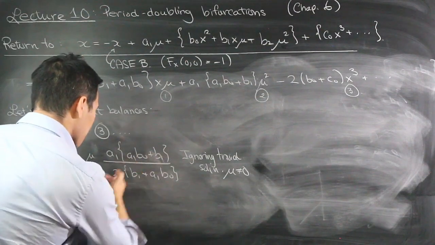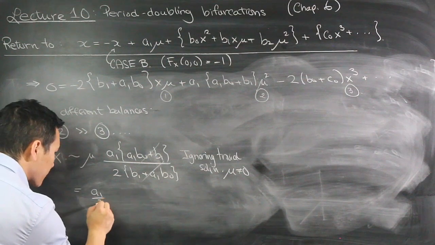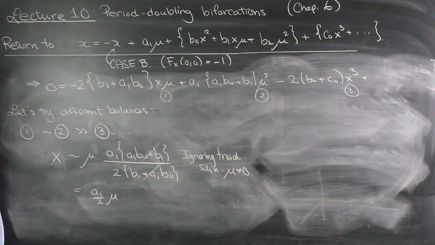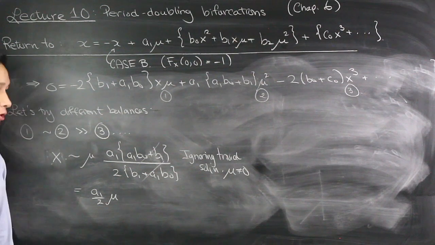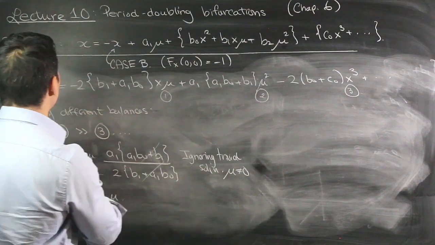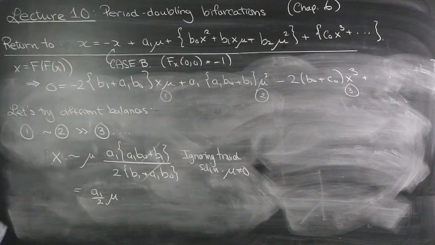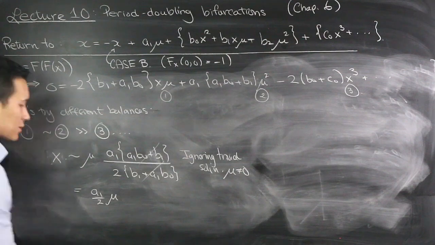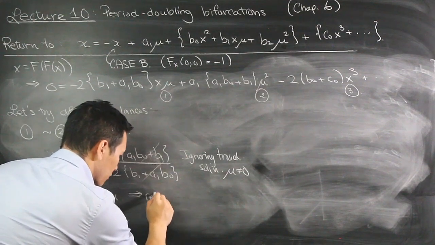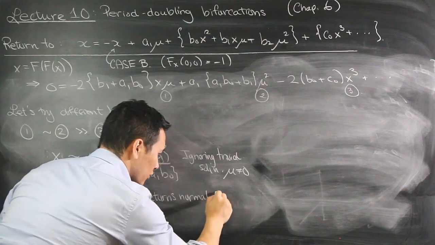Okay, except this also cancels here, this cancels here, and this cancels here, and then you're left with a1 over 2 times mu. And you would have noticed that this is just the solution that we found before, which is going to be a solution of this equation, x equal to f of x. So we've come to the realization that the most immediate balance, the 1 balancing 2, much larger than 3, just returns us to the normal fixed point. That's not the one that we want.